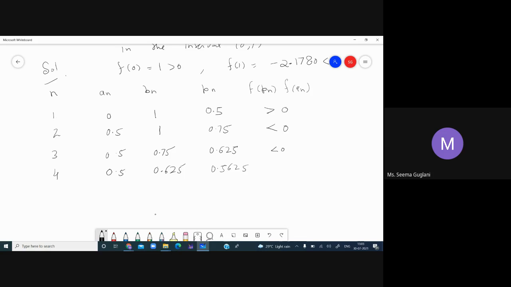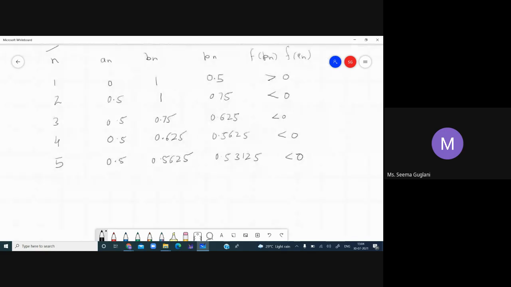So again the midpoint is 0.5625. The sign again comes out to be negative. So what should be the next one? 0.5 to 0.5625. Correct. So when I evaluated the midpoint, that is 0.53125, it is less than 0. So what would be my final answer? Ma'am, 0.53125. So this is the answer after 5 iterations.